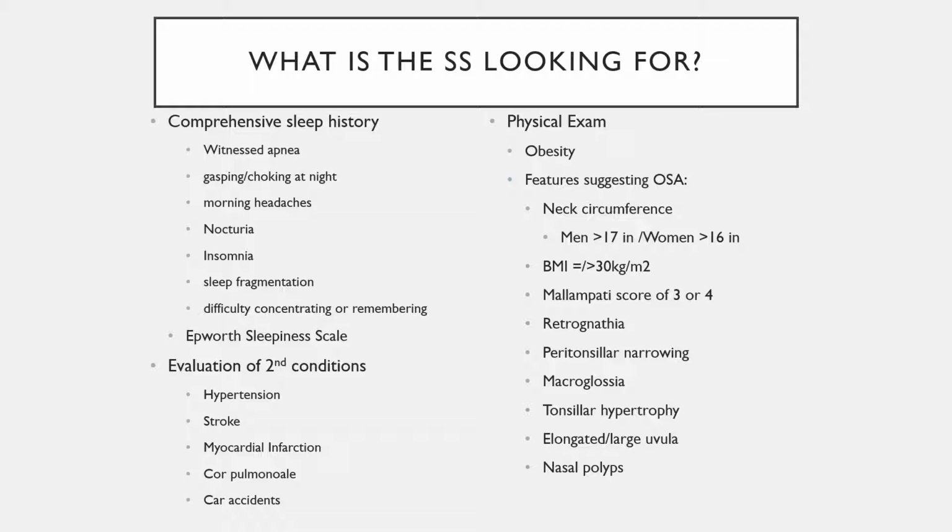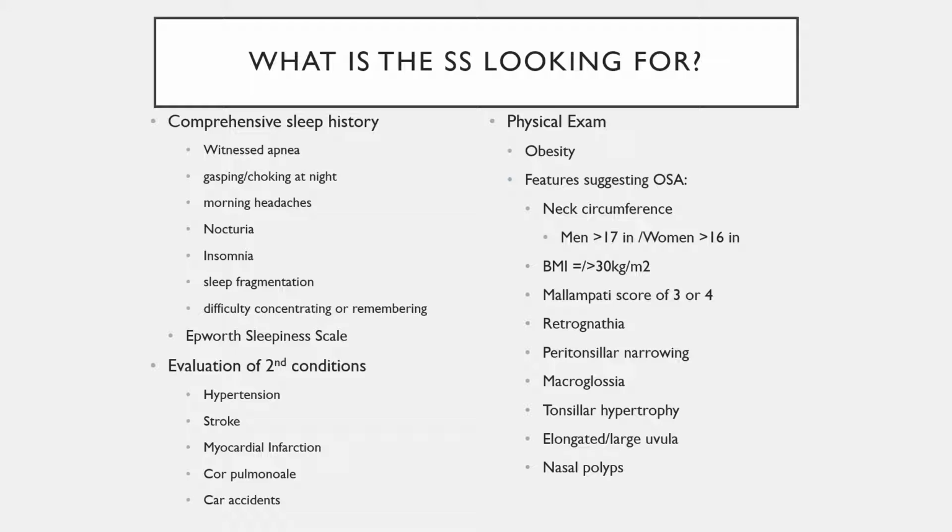They're going to look for other features which suggest OSA. One of the primary features is neck circumference. In men, they're looking for a neck circumference of greater than 17 inches, and in women, it would be greater than 16 inches. That is highly indicative of OSA, or obstructive sleep apnea. BMI, they're looking at greater than 30 kilograms per meter squared. They're going to look for a Mallampati score of 3 or 4. And that is looking in their mouth to see how much of their airway is obstructed.